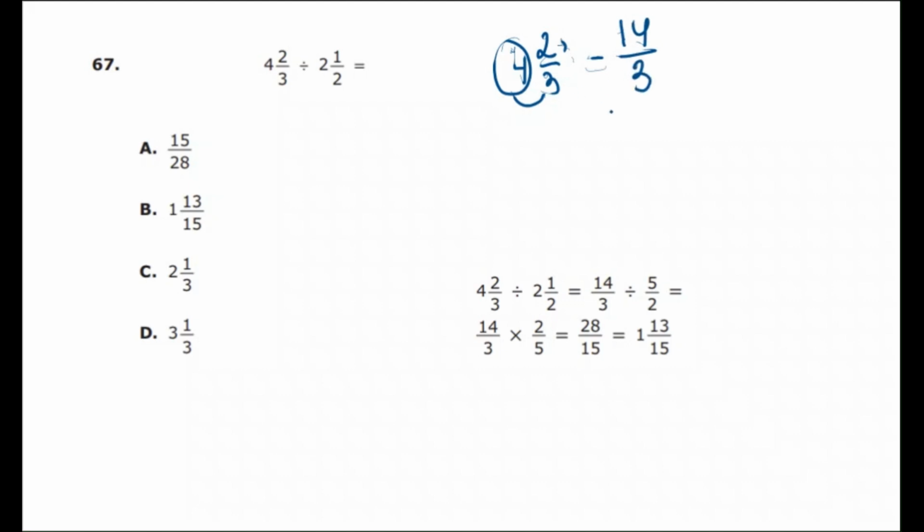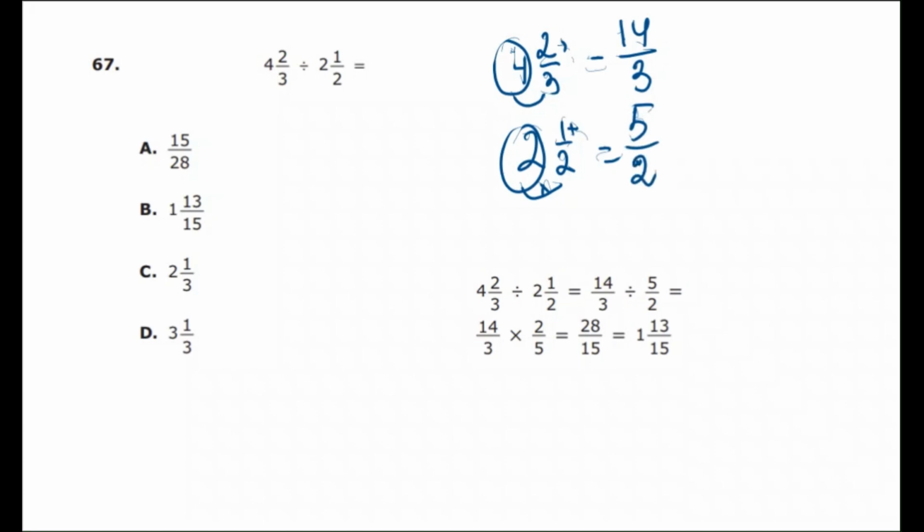2 1/2. Multiply the whole number, 2, by the denominator, 2, then add the numerator, 1. This gives you 2 times 2 plus 1 is equal to 5. So 2 1/2 becomes 5/2.